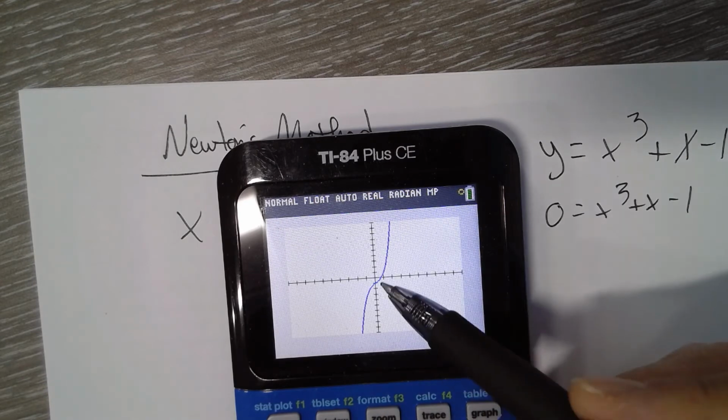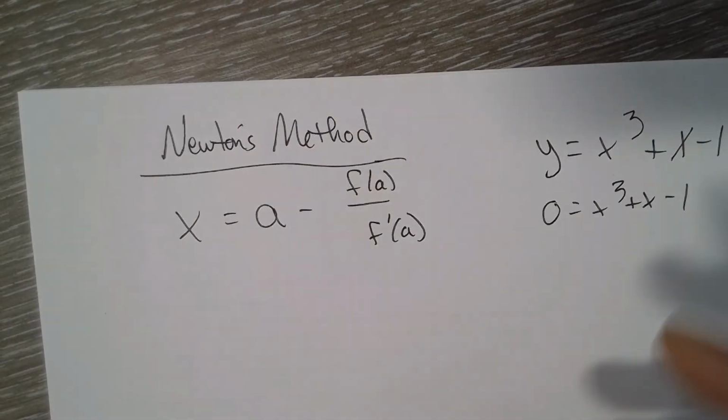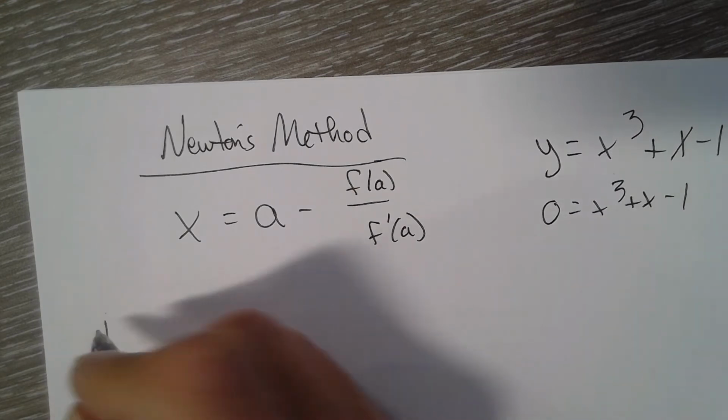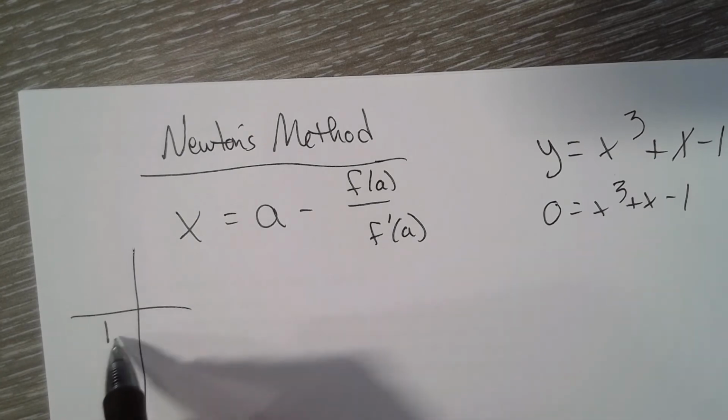Alright, so it looks like about 1 would be a good place to start. So my first value is going to be 1. And I'm going to make a list over here. Okay, so my first value is 1.